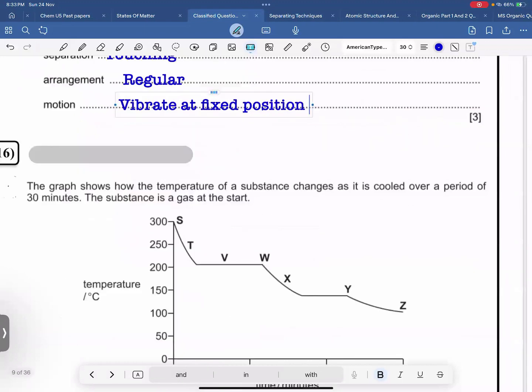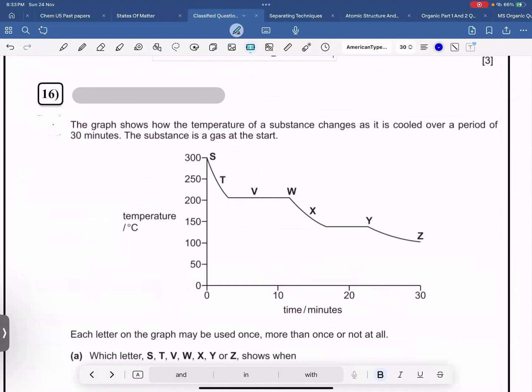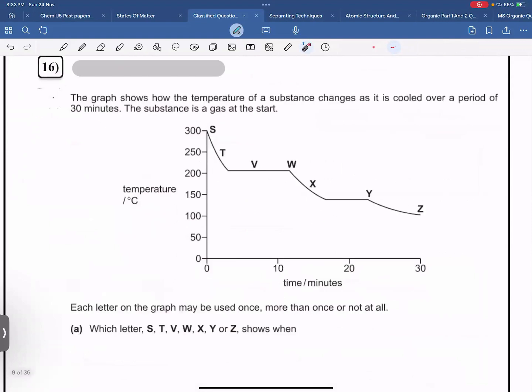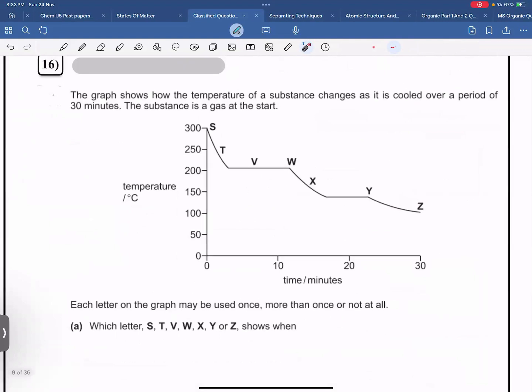Then, very tricky question. The graph shows how the temperature of a substance changes as it is cooled over a period of time. So this is a cooling curve. Remember, first level is condensation, second level will be freezing. So before condensation, it's going to be gas. After condensation, it's going to be liquid. After freezing, it's going to be solid.